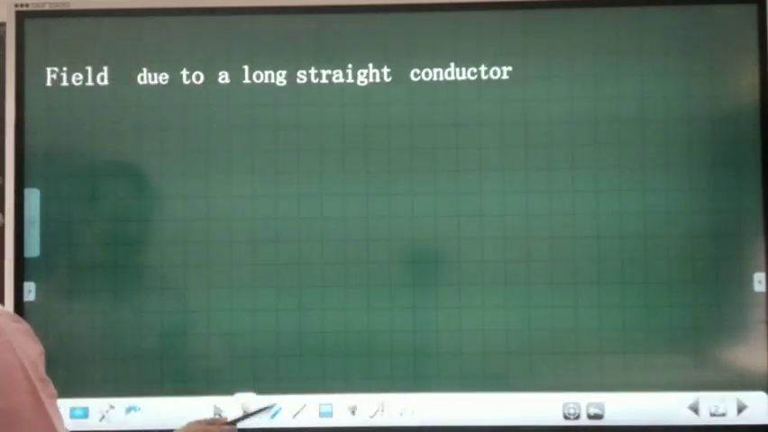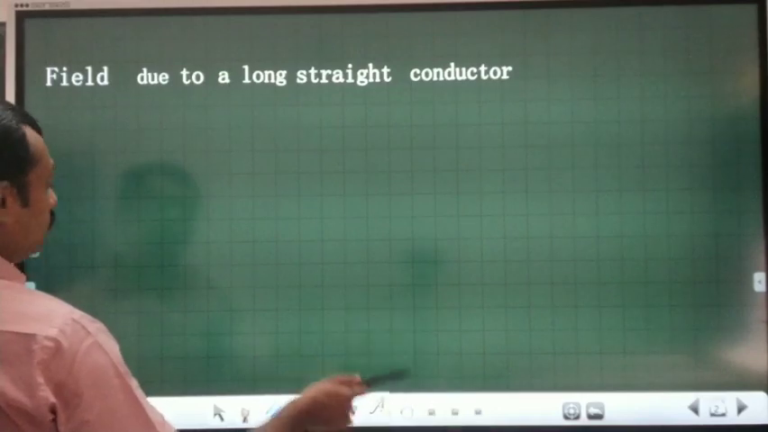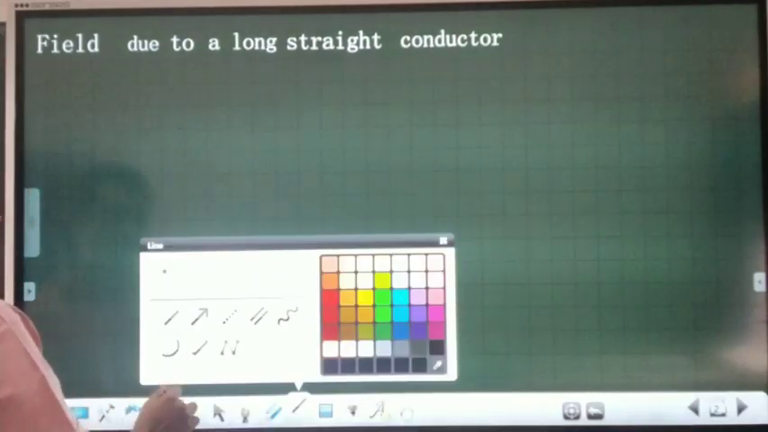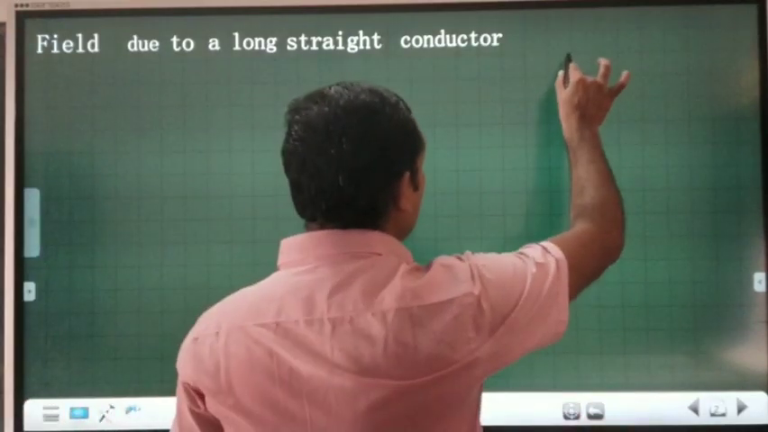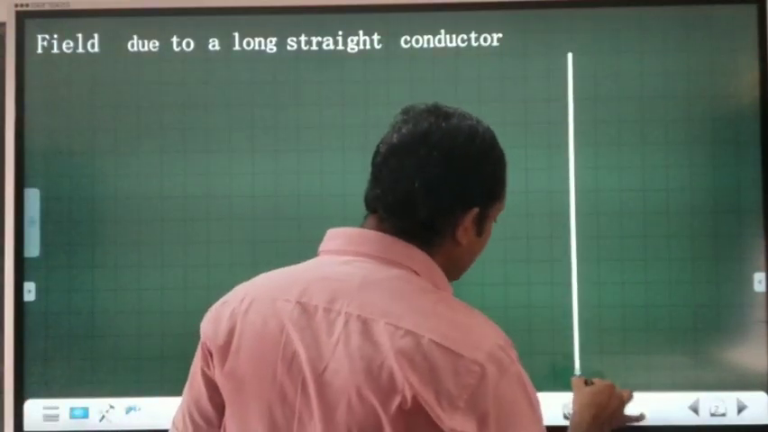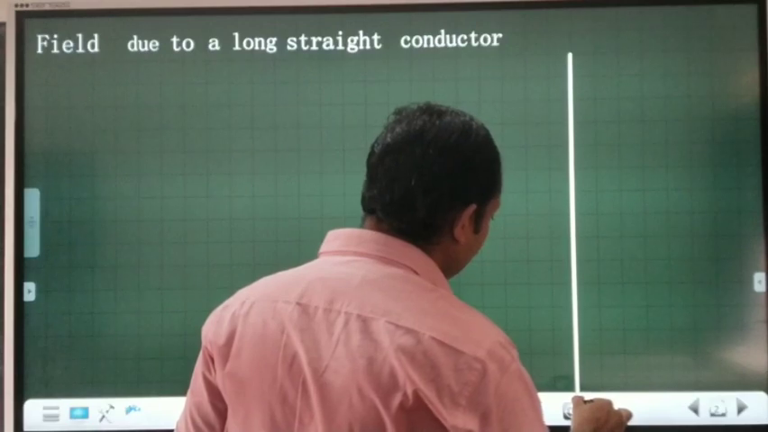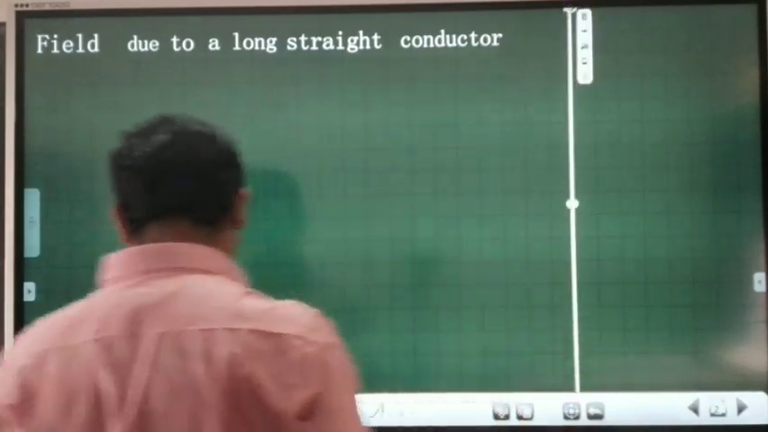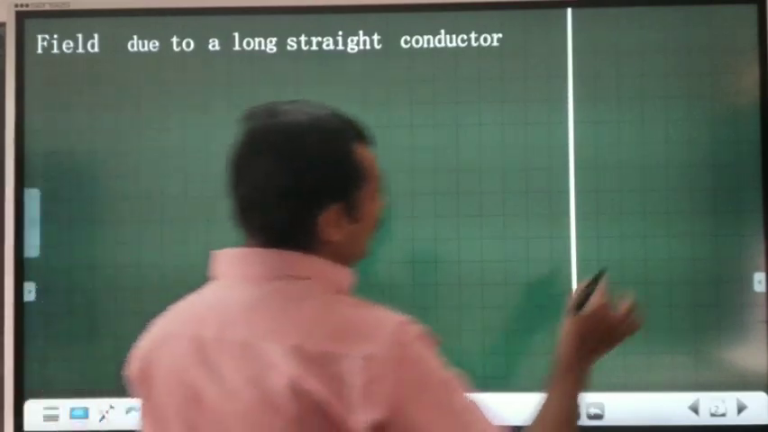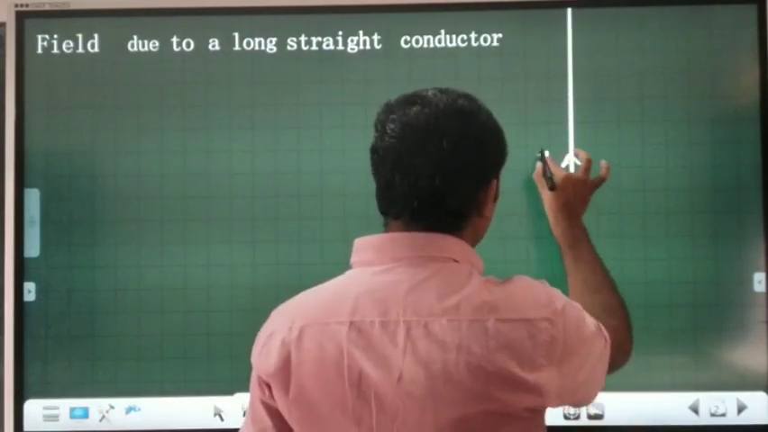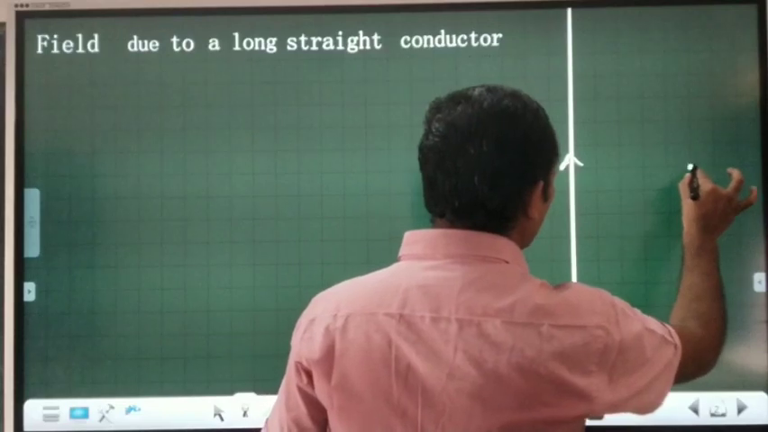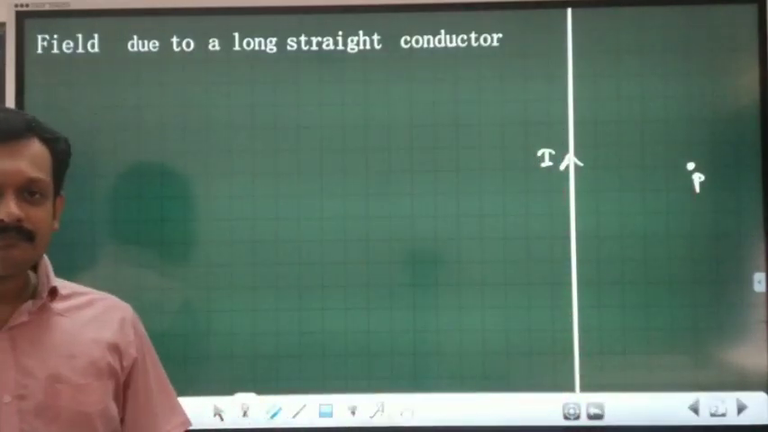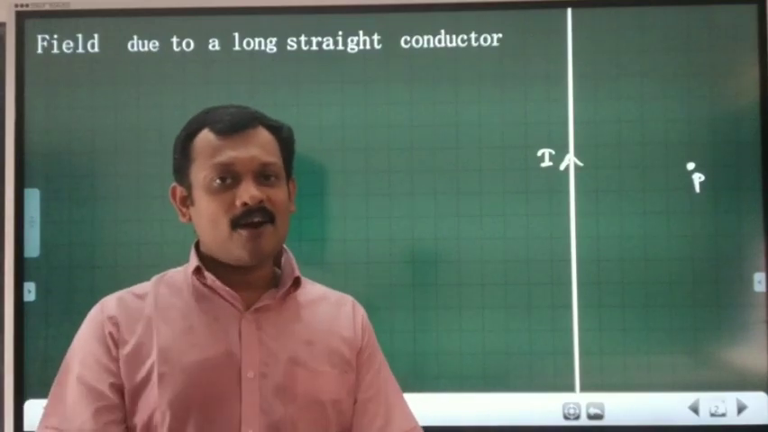We are coming to the example: field due to a long straight conductor. Long means we say infinite, a conductor of infinite length, very large length. Let us consider that it carries a current I, and my requirement is to find out the magnetic field at a point P. What is our step 1?